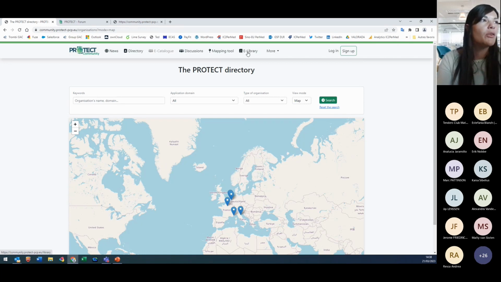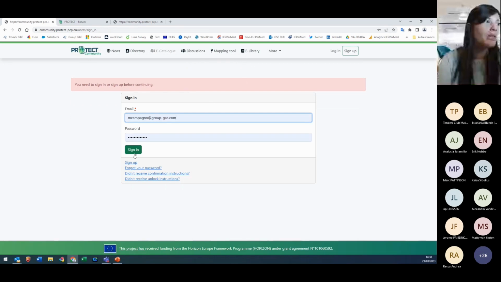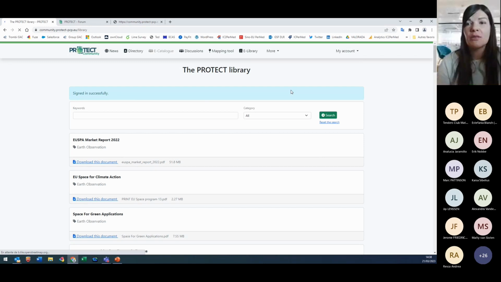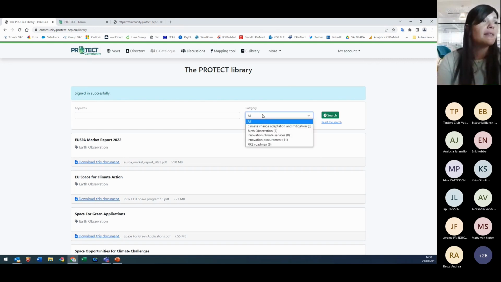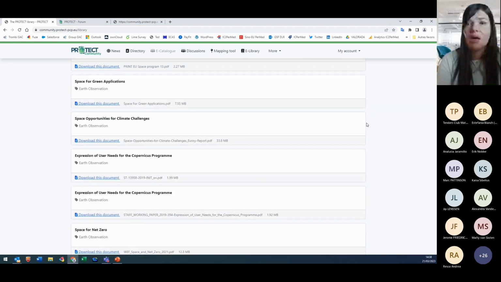Not last yet, but another very important module that we have developed is the e-library. So here I need to sign in again. Here I go. The e-library is really, let's say, a one-stop shop for all resources which are relevant to innovation procurement, climate services, Earth observation, climate adaptation, and mitigation. So really here you can search by keywords, or you can select a category. You see that we have created several categories, and we have already uploaded several materials that we think may be interesting for you to have a look into.